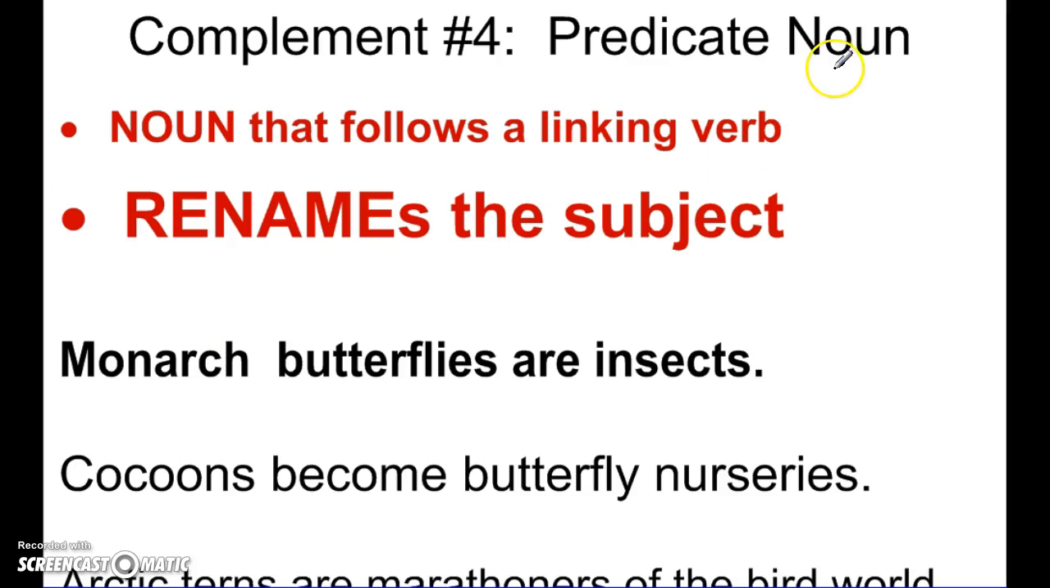Predicate nouns are very similar complements, but instead of describing the subject, we're going to rename it. We're going to look for a noun instead of an adjective. A noun that follows a linking verb and renames the subject. So we go through the same process. We look to see if there are any prepositional phrases. Monarch butterflies are insects. I don't see any prepositions, so I'm going to go to my subject.